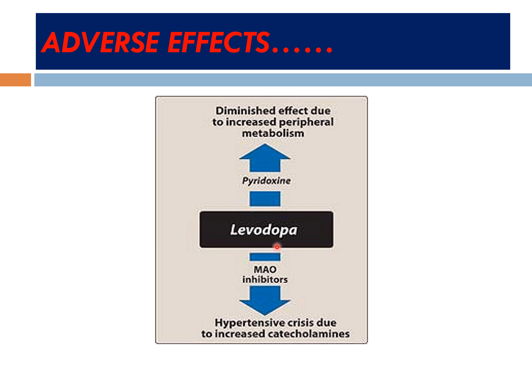So if we discuss the adverse effects of levodopa and drug interactions, levodopa, if given with MAO inhibitors, can cause hypertensive crisis due to the increased catecholamines, because MAO inhibitors decrease the metabolism of the other catecholamines, and since levodopa is also increasing the blood pressure, and similarly MAO inhibitors also increase the blood pressure, it can lead to hypertensive crisis. And if we give levodopa with pyridoxine, which is vitamin B6, then it can lead to a diminished effect because of increased peripheral metabolism of this drug.